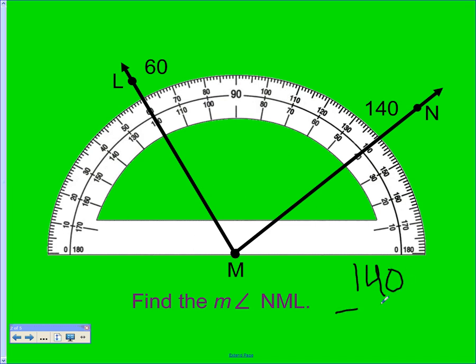140 minus 60. So we can use 0. 14 minus 6 is 8. So the distance from 60 to 140 is 80. There's our answer right there.